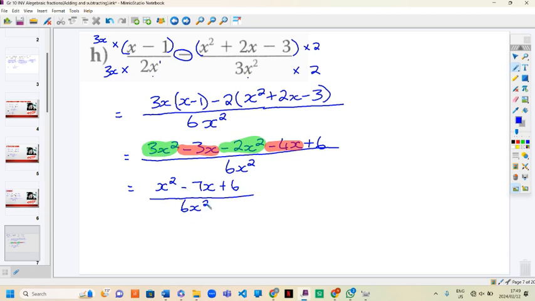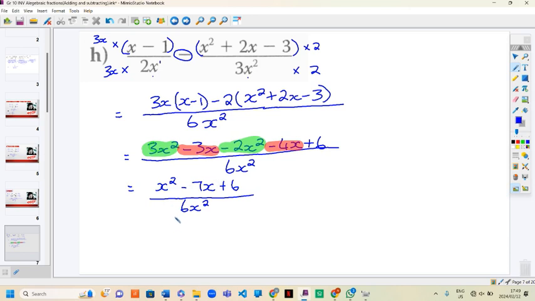There's an x squared there and an x squared there. Why can't I cancel them? Because I've got more than one term at the top. I can only cancel when I have one term. So please always remember that. Are we happy?